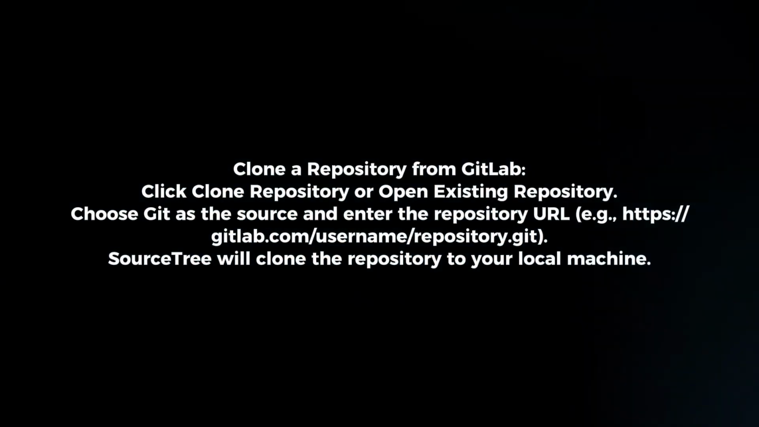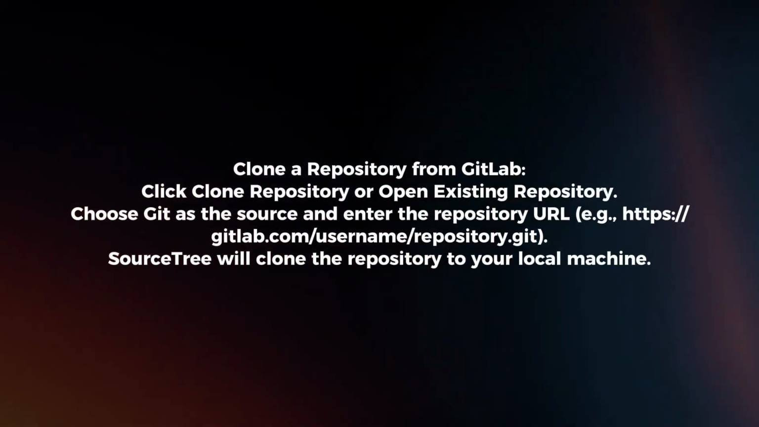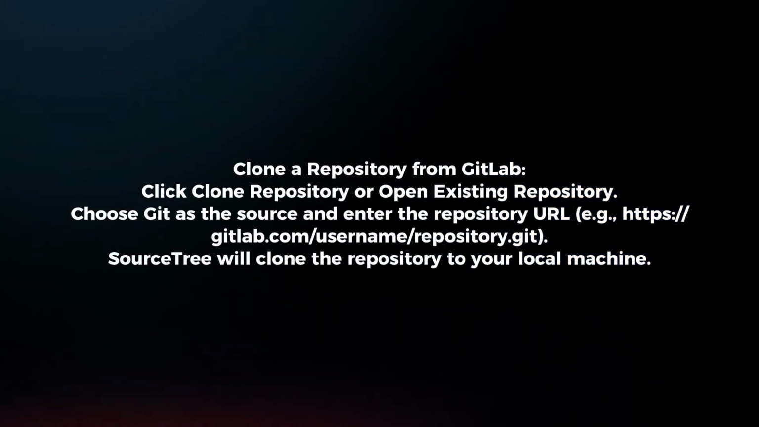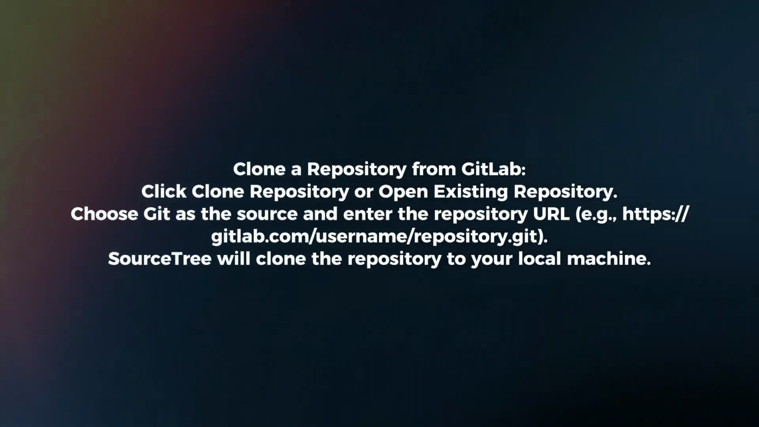Clone a repository from GitLab. Click Clone Repository or open existing repository. Choose Git as the source and enter the repository URL. SourceTree will clone the repository to your local machine.